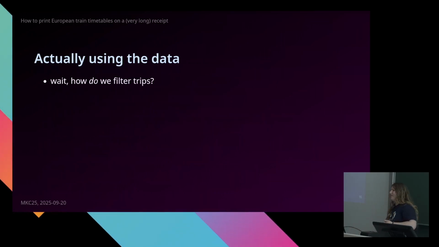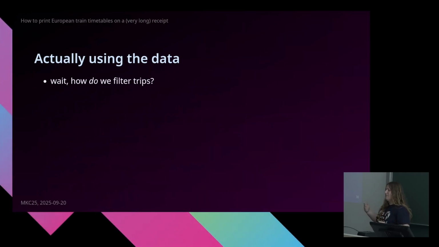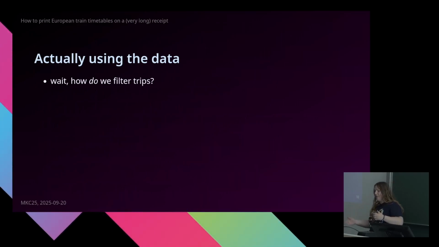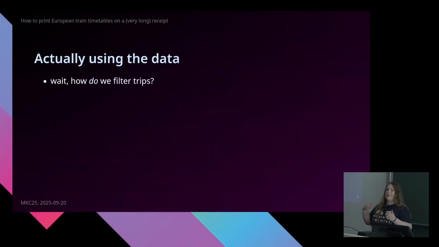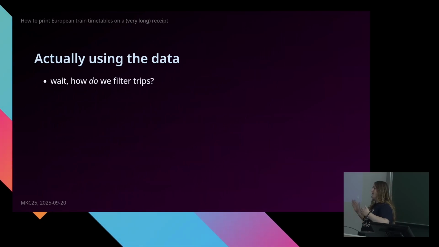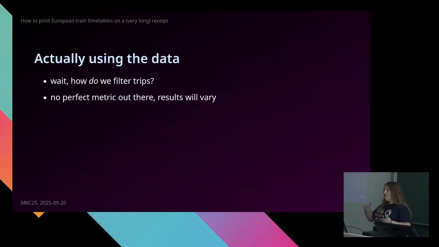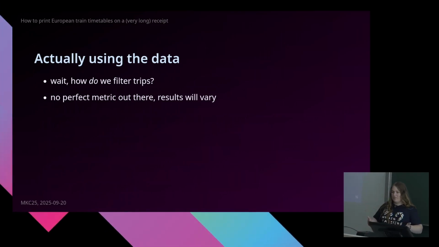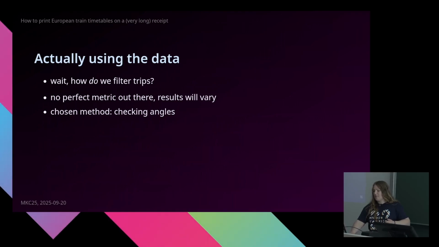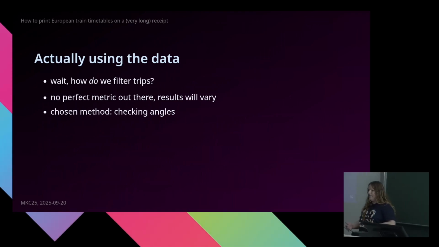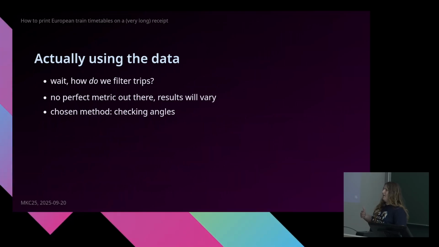How do we filter trips actually? Like if we have a transit leg, how do we know if a given point is going to be on the path or not? Because most transit agencies don't provide shapes, so we can't really rely on the data provided by the agency. So there is no perfect metric out there. The results are going to vary. The chosen method in this case was checking angles.